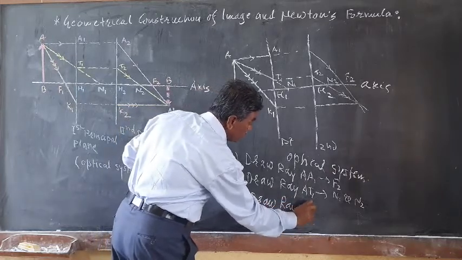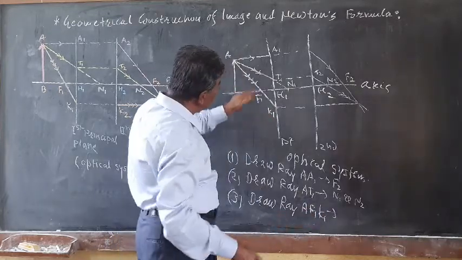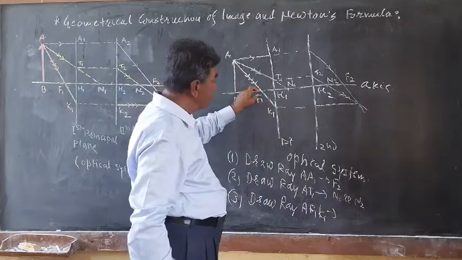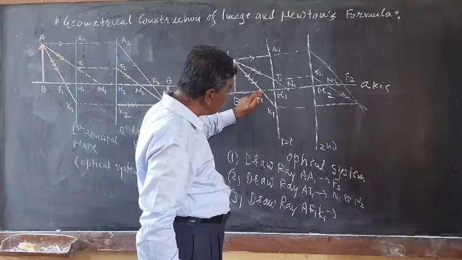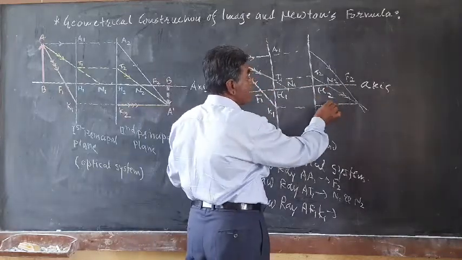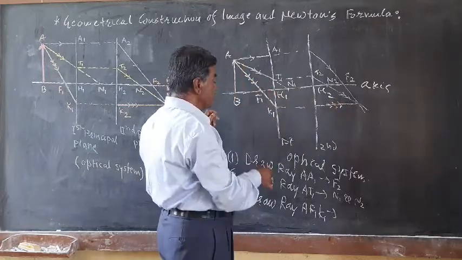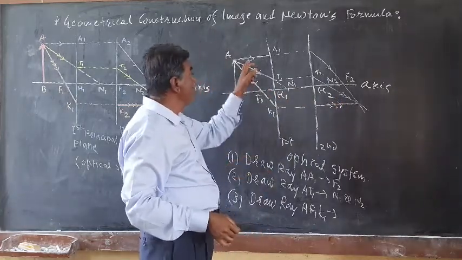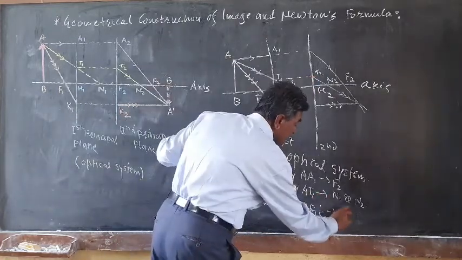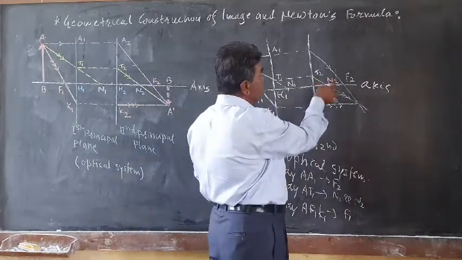AF1 K1, which is passing through the first focal point. According to the definition of the first focal point, any ray passing through the first focal point is rendered parallel to the axis after refraction. So after refraction, it proceeds like this. This is the third ray. So we have drawn one ray related to F2, another ray related to N1 and N2, and this one related to the first focal point F1. So these are the three refracted rays.